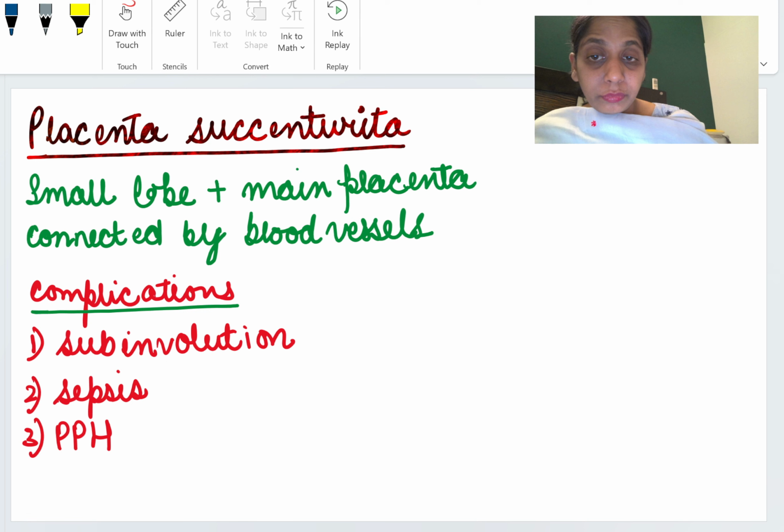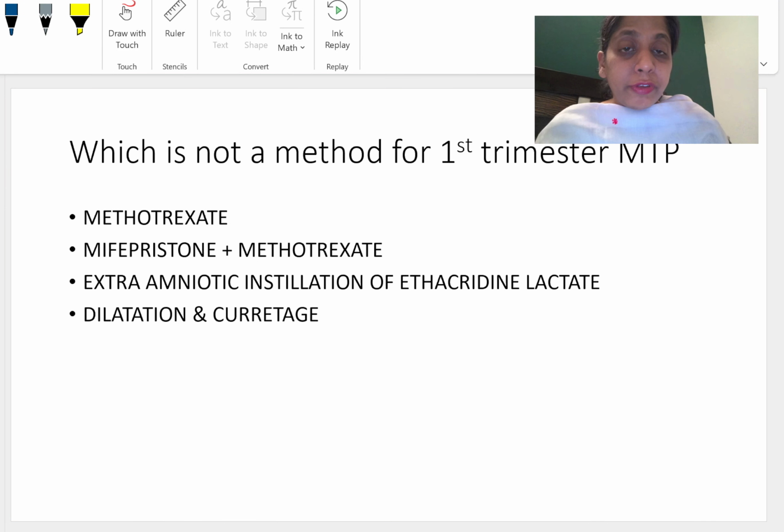Okay, now the next question is, which is not a method of first trimester MTP? As you all know, abortion is a favorite topic of FMG examiners, and it's a favorite topic of NEET PG examiners too. So please focus. More chances are there. The question in your exam will be surrounding this only. Which is not a method of first trimester MTP? The options were methotrexate, mifepristone and methotrexate, extra-amniotic instillation of ethacridine lactate, dilatation and curettage.